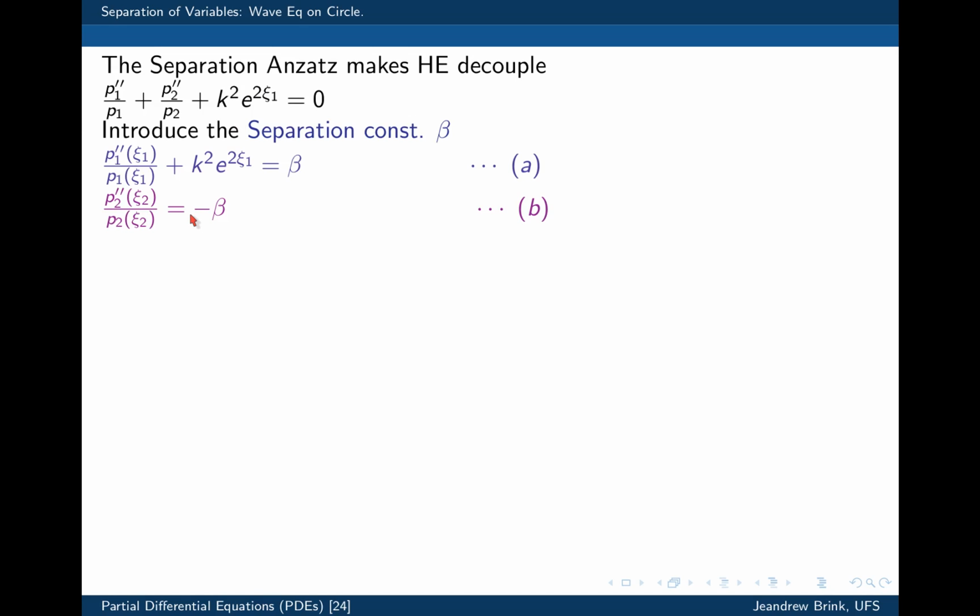Okay, so we've now taken our Helmholtz equation and reduced it by the separation ansatz into two separate ordinary differential equations. Questions at this point?